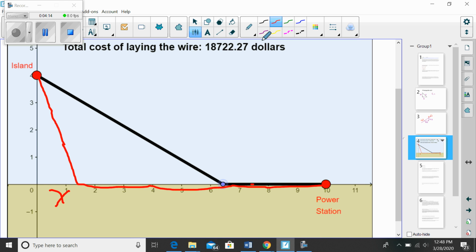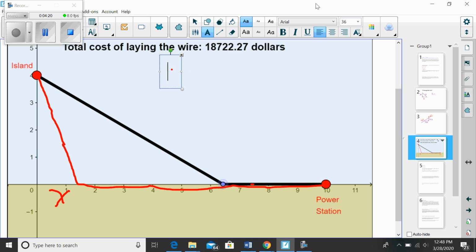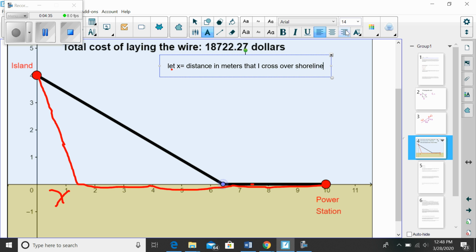All right, so I would let x, let me open a text box here. Wait, can I put text? Oh, I can. Okay, so let x equal distance in meters that I cross over shoreline. Okay, so then if this is x, think about the whole thing's 10, what would be the remaining distance then? Okay, so think about what that would have to be.